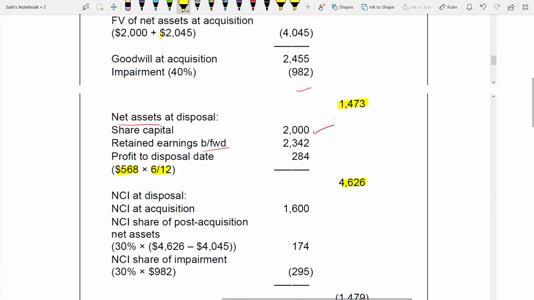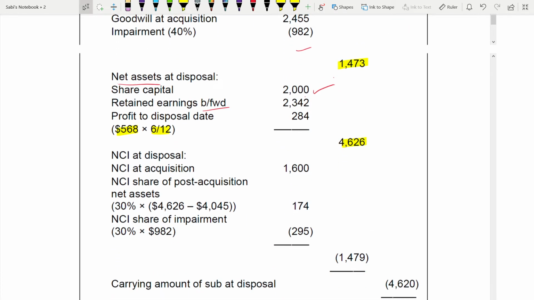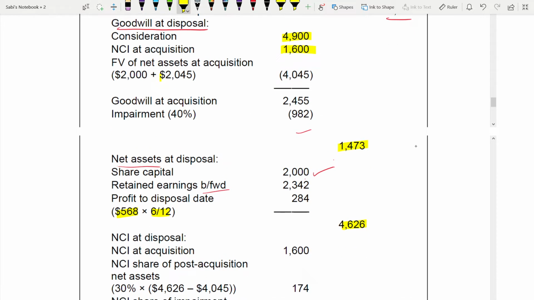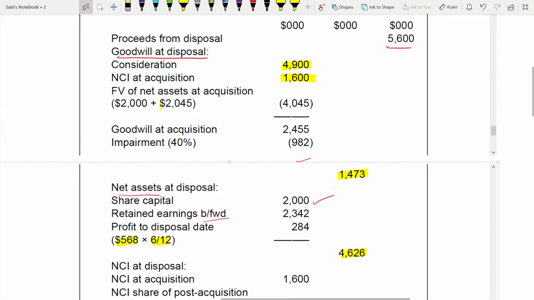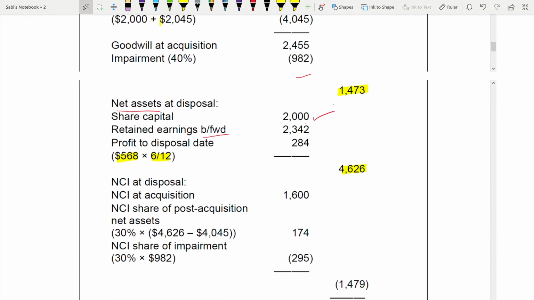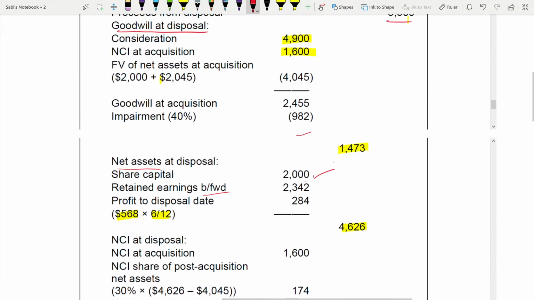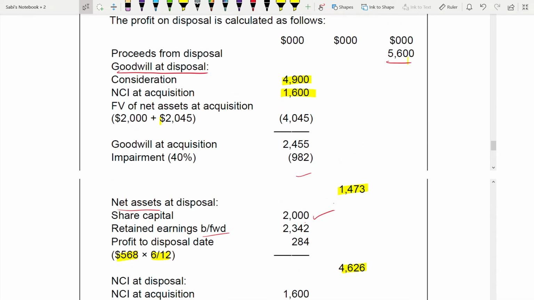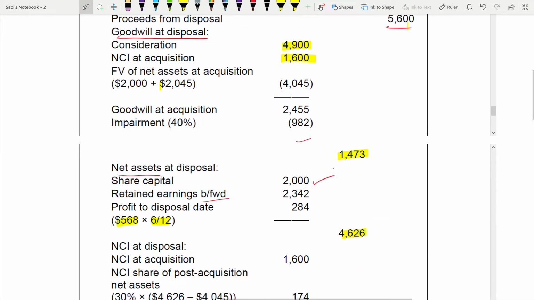Now we are coming to the NCI part. So net asset and goodwill, keep it inside in the second column. You are not adding goodwill and net asset with this 5600, the proceeds, don't, because this is in the third column and this is in the second column. We still need NCI. Understanding? So NCI at disposal, everything at disposal only you want to know. Goodwill, net asset, and NCI. But goodwill you calculate in the beginning only, that only you take at the date of disposal. But net asset and NCI, there are changes.